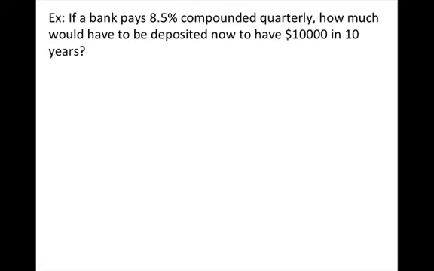So let's look at the example. If a bank pays 8.5% compounded quarterly, how much would have to be deposited now in order to have $10,000 in 10 years? This time I'm asked for the principal. I'm not asked for the final amount, I'm asked for the principal. So I'm going to start with the formula P equals A times 1 plus R over N raised to the negative NT power.